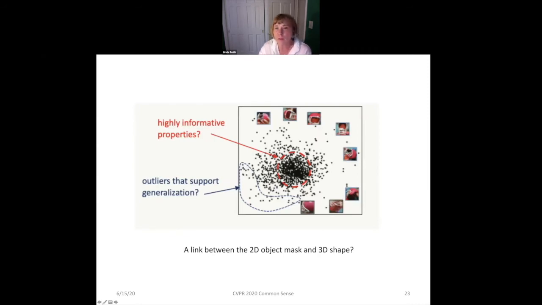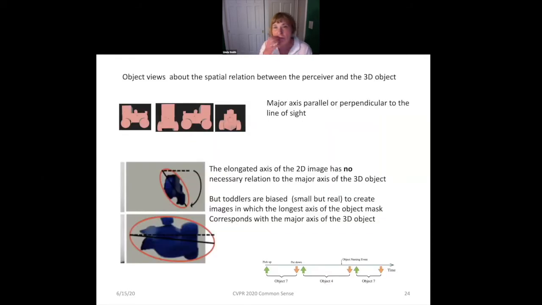One of the things we've been thinking about is that the images here in the dense cluster probably have highly informative properties. What we need to know is what those properties are, and maybe the outliers help generalization by covering the outer reaches of what's possible in the projected images. You need to sample that. One of the ideas we're working on right now is that this dense center contains a link between the 2D mask and the 3D object. So let's see if I can make this point.